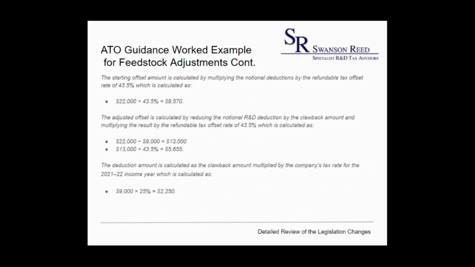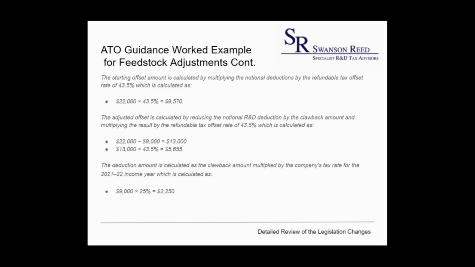The starting offset amount is calculated by multiplying the notional deductions by the refundable tax offset rate of 43.5%, which is calculated as follows: 22,000 multiplied by 43.5% equals 9,570. The adjusted offset is calculated by reducing the notional R&D deduction by the clawback amount and multiplying the result by the refundable tax offset rate of 43.5%, which is calculated as follows: 22,000 minus 9,000 equals 13,000.